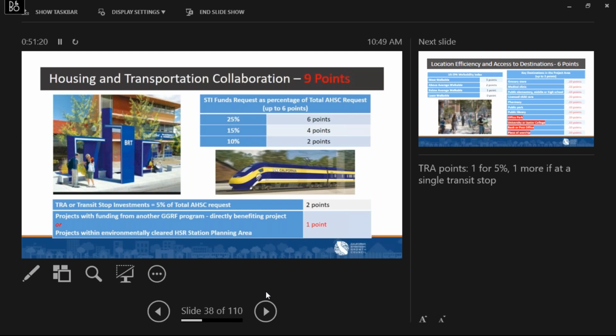And then this final category, these 2 items here separated by the or, used to be 2 individual points. In the round 5 guidelines, you can fulfill either of these criteria for a single point. So projects with funding from another greenhouse gas reduction fund program or a cap and trade or climate change investment program, they're all synonyms, that directly benefit the project. That is one way to get this point. And then the project within an environmentally cleared high-speed rail station area, that is a second way to get that point.